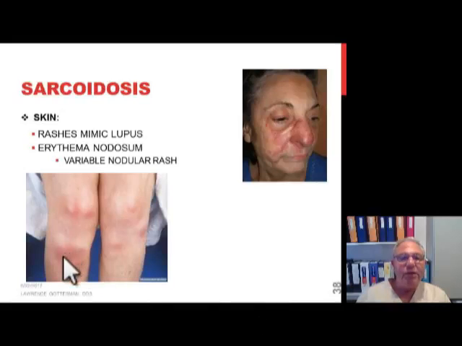On the bottom you can see what's called erythema nodosum as a possible association with sarcoidosis. It does occur in other diseases. On top you see what's called lupus pernio, which is a rash that mimics the raccoon type masking that you see in lupus.